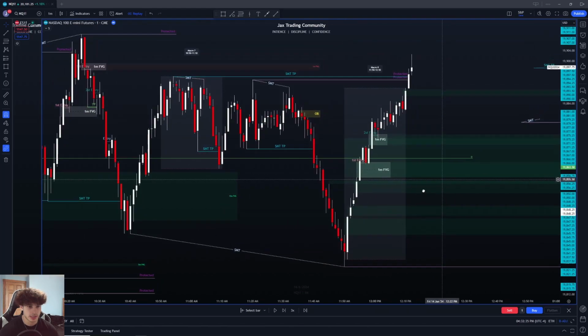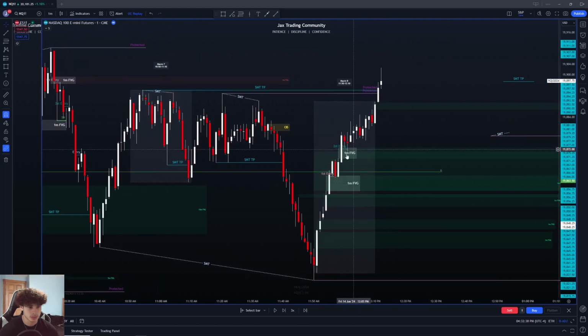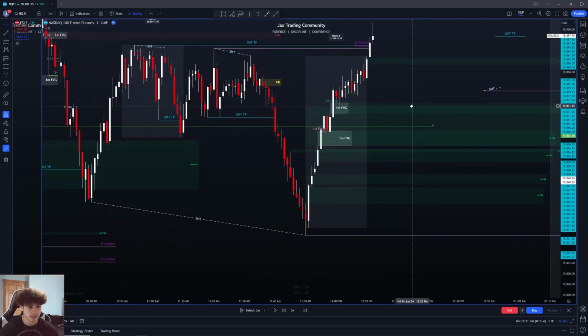So right here, if you did enter just half of this move, this would be 33 points. Right? This would be in the 30s of points. That is insane. Insane trade right there.